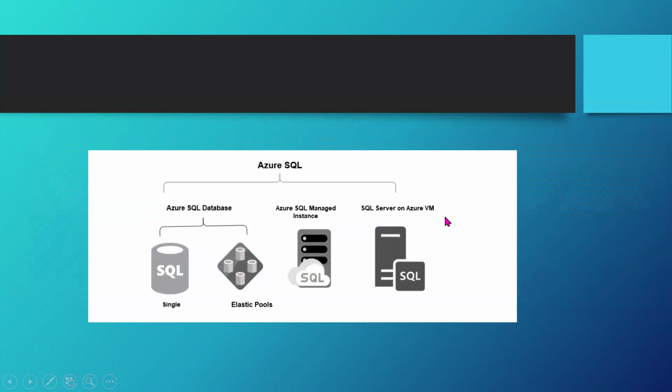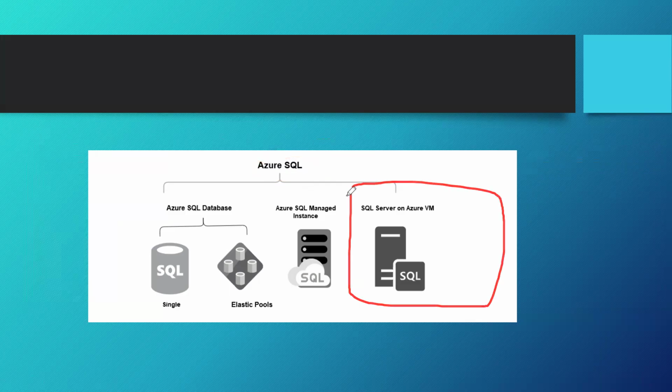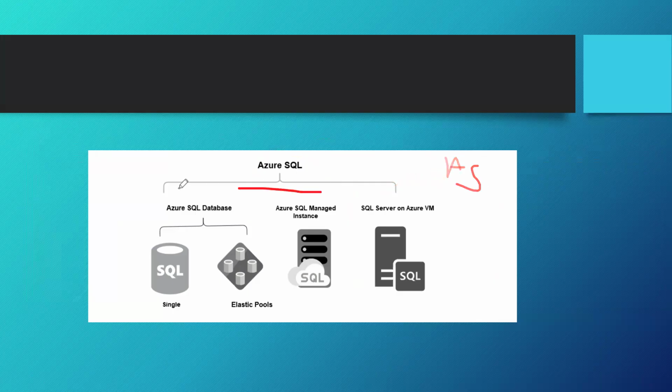If you want, I will show you this one, so you will understand it very nicely. This is nothing but the PaaS model. Azure SQL has three services. One is called IaaS, Infrastructure as a Service, and these other two are called PaaS, Platform as a Service. In this PaaS it is divided into two parts: one is Azure SQL DB, and the other one is managed instance.